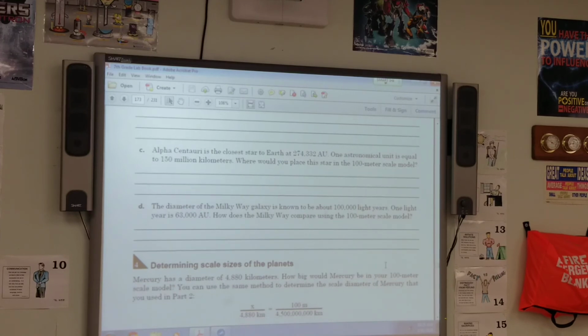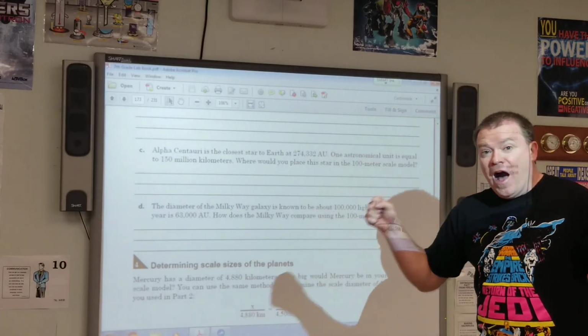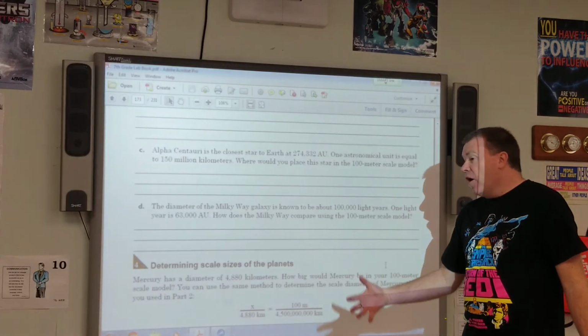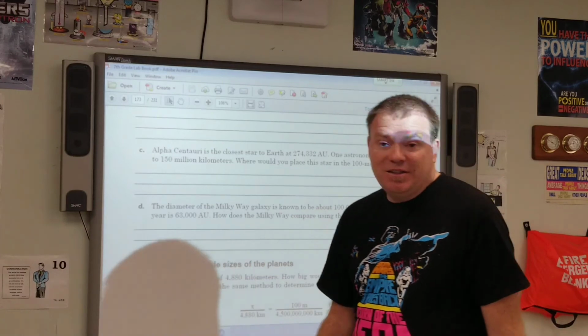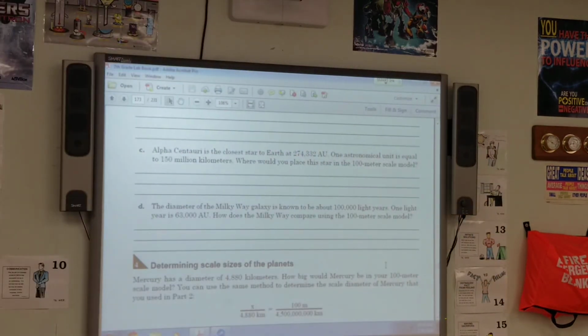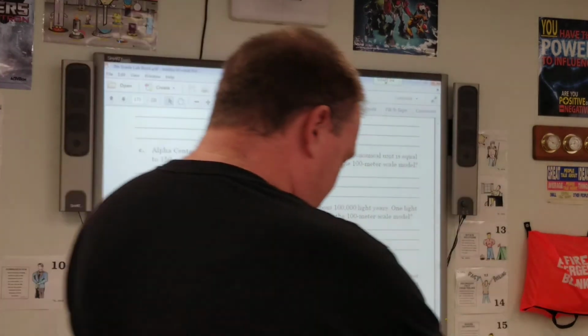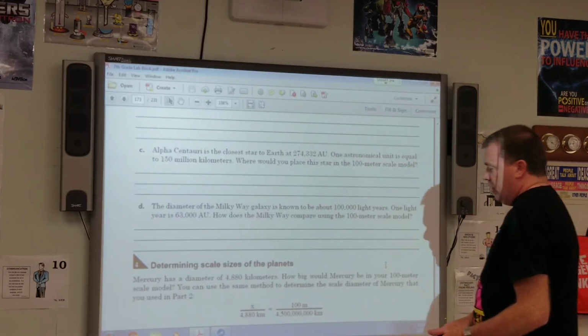Question C says, Alpha Centauri is the closest star to the Earth at 274,333 AU. One astronomical unit is equal to 150 million kilometers. Where would you place the star in the 100-meter scale model? So if we were going to use the exact same model outside and make a pole for Alpha Centauri, how far away do you think I'd have to put that pole? All right. So the distance, if you do the math, would surprise you. It turns out to be about 913 kilometers.